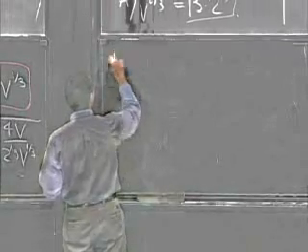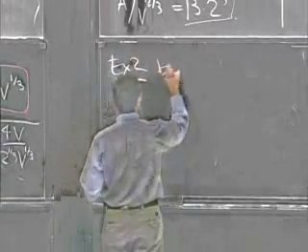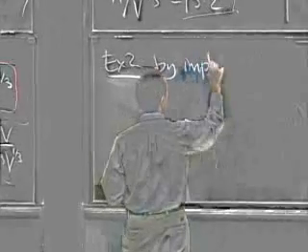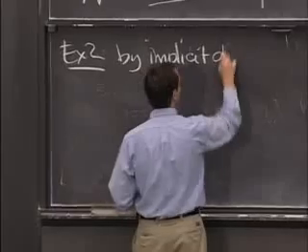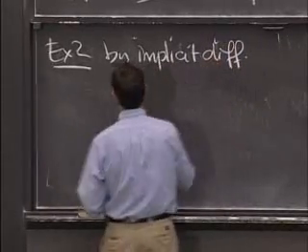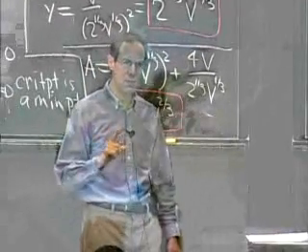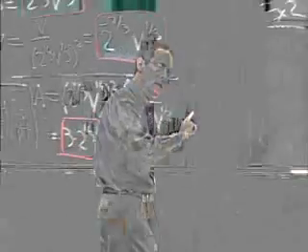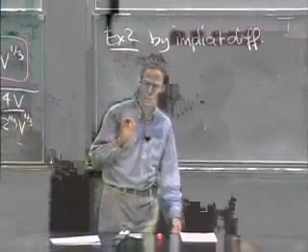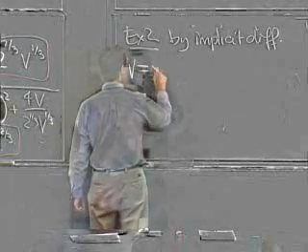So here's example 2 by implicit differentiation. So the same example, but now I'm going to do it by implicit differentiation. And I'll tell you the advantages and the disadvantages to this method here. So the situation is you have to start the same way.